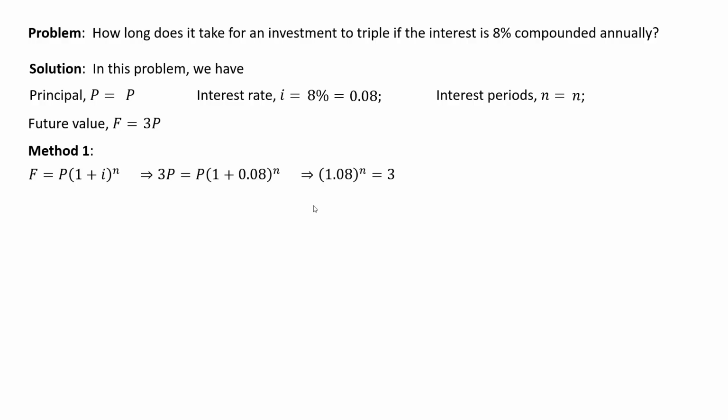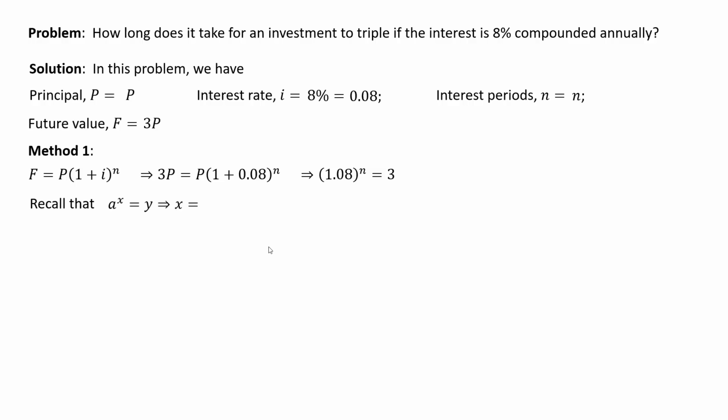What? 1.08 to the n equals 3. Dang. How can we find n? Do you know how to find n, if I have 1.08 to the n equals 3? Check this out. You remember logarithms?